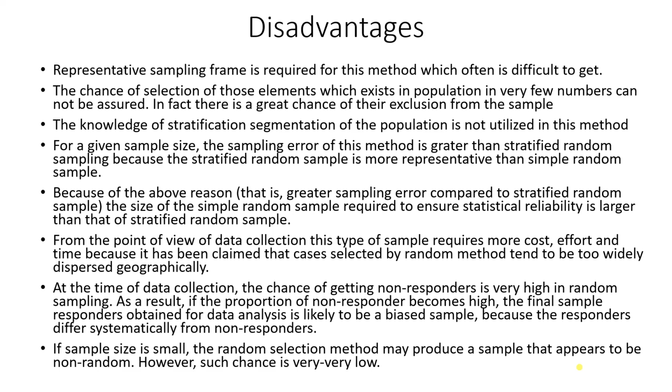And the final one is that if the sample size is small, the simple random selection method may produce a sample that appears to be a non-random sample. However, theoretically it has been proven that such a chance is very, very low.